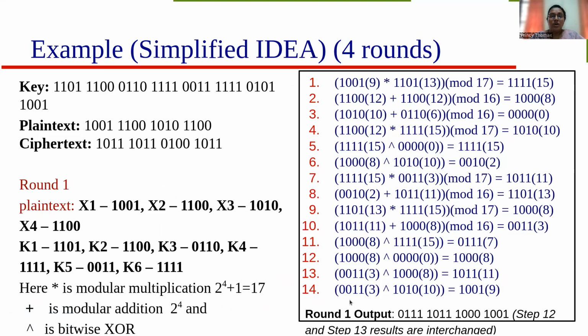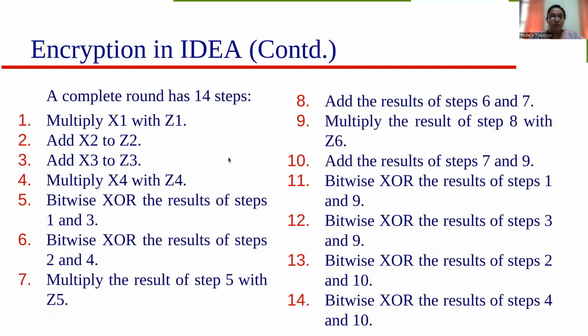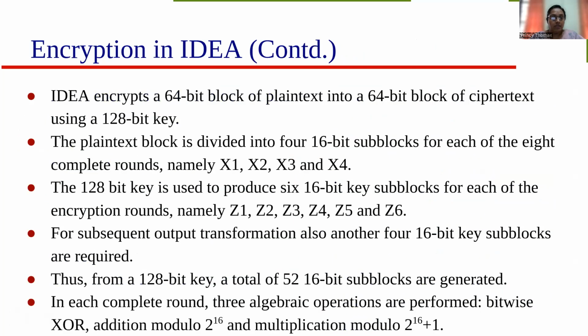So after 8 rounds, you will get these values. And then there is a 0.5 round. Remember, there was a final step here. For the subsequent output transformation also, another 4 16-bit key subblocks are required. So for the final output to be got, again we need to do a few steps.